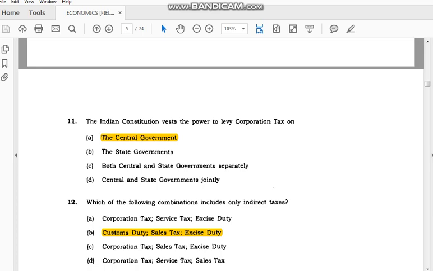central. Before solving this question, the candidates should understand the meaning of corporation tax. Actually, it is a tax imposed on the net income of the company or companies, both private and public, which are registered in India under the Companies Act 1956, and they are liable to pay the corporate tax.